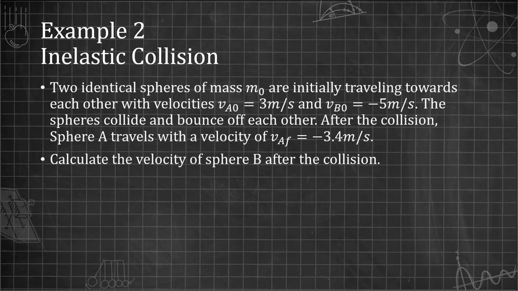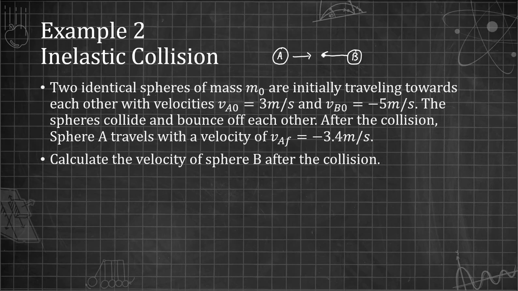Now we'll look at another example where we have another inelastic collision. This time we are going to give some numbers and see if we can solve for a numerical answer. We have two identical spheres that both have the same mass, m naught. They're initially traveling towards each other. A is moving at 3 meters per second to the right and B is moving at 5 meters per second to the left. They are going to collide and bounce off of each other this time, meaning they're not going to stick together.